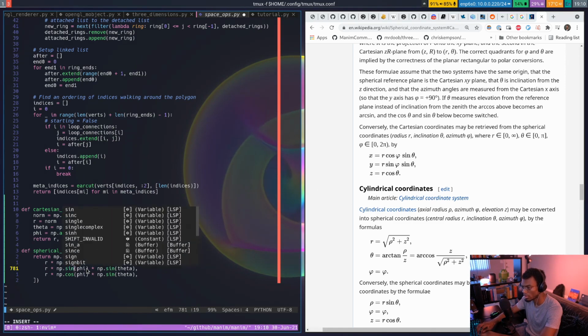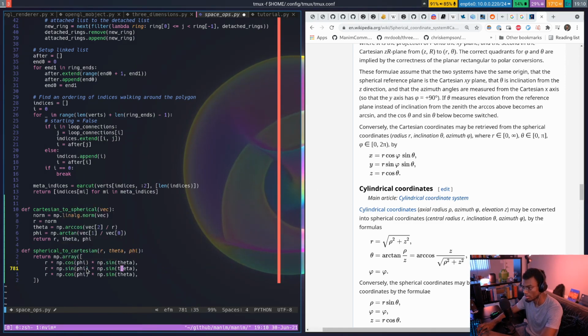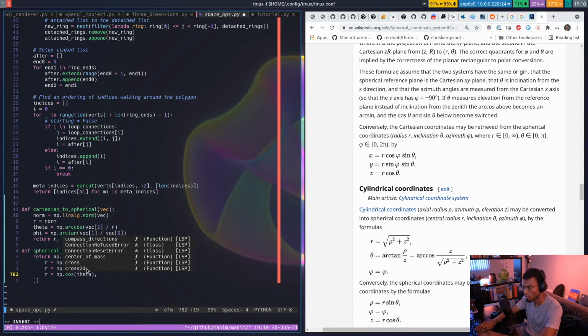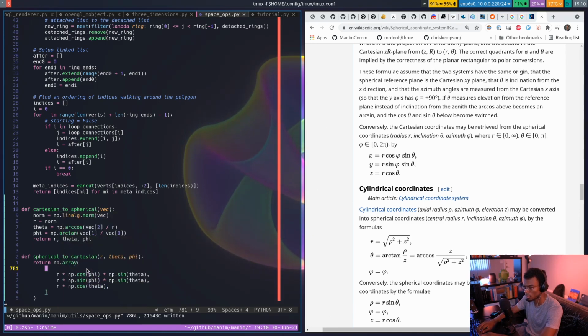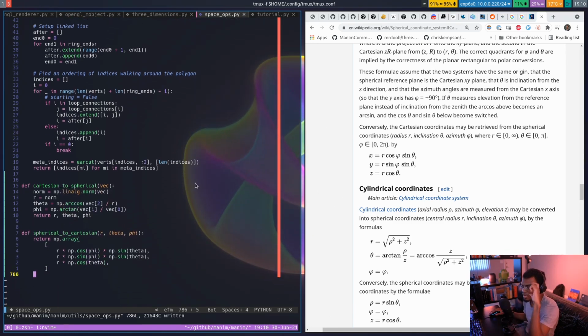R sine phi sine theta, and R cosine theta. Make sure I got this right. R cosine phi sine theta. R sine phi sine theta. And R cosine theta. Great.